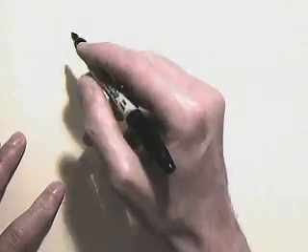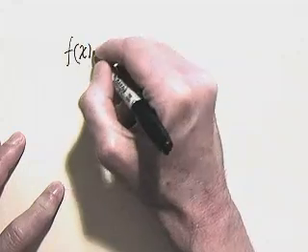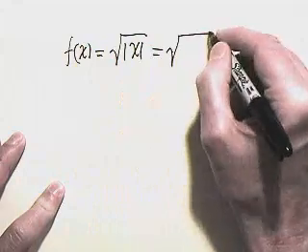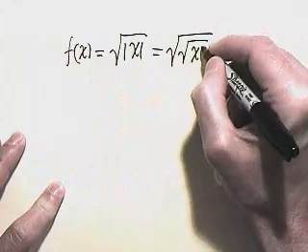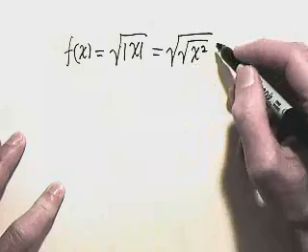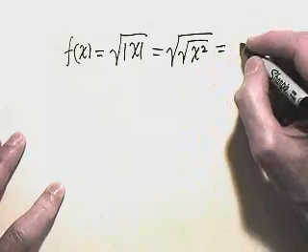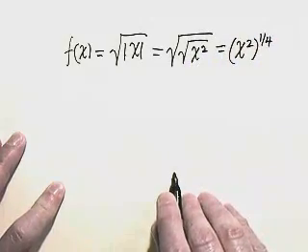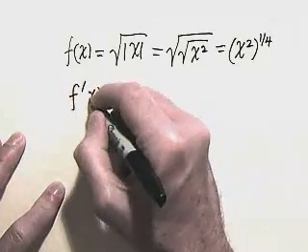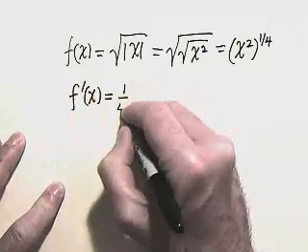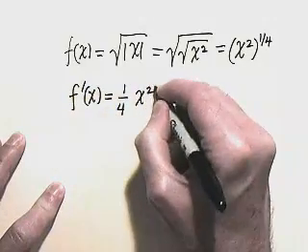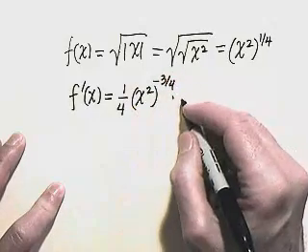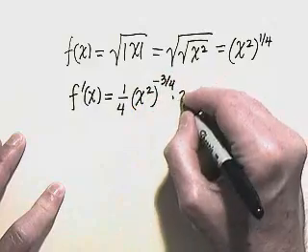Okay, so now what I want to do then is begin by differentiating the function. So the function we have to deal with is f of x equals square root absolute value of x, which is of course the square root of the square root of x squared. The square root of the square root is the fourth root, and so we can write this as x squared raised to the 1/4 power. So f prime of x is equal to 1/4 x squared to the 1/4 minus 1, which is negative 3/4, times the derivative of what's inside, which is simply 2x.